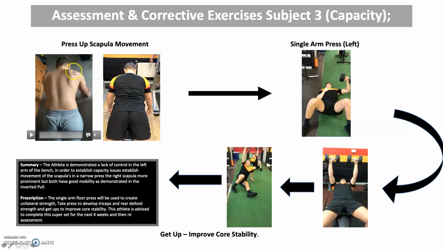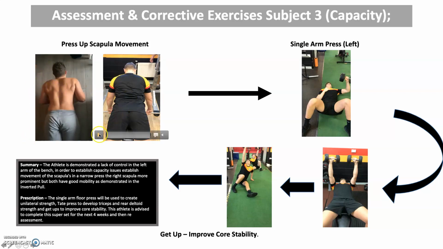The right scapula is more pronounced than the left, but after further analysis on this movement, the scapulas do move in an effective way. But we also can see the athlete is moving to the left hand side, which does indicate a lack of strength on that left hand side, which we're going to perform movements to improve.